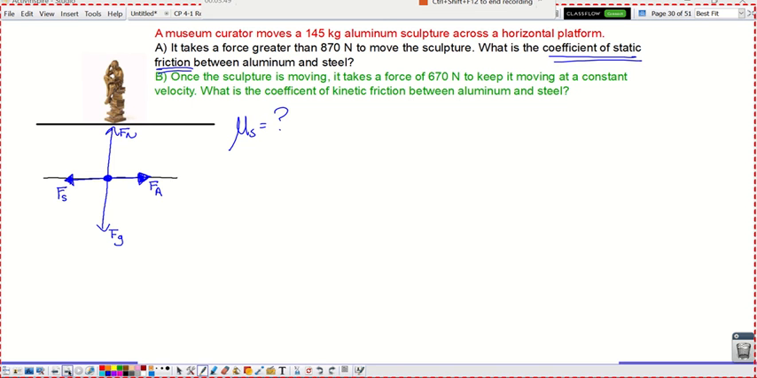So in our givens, the museum curator moves a 145 kilogram aluminum statue. So that is the mass of the statue. The mass of the statue is 145 kilograms. It takes a force greater than 870 to move it, but he's going to push on it with a force of 870, and it's just not going to move quite yet.